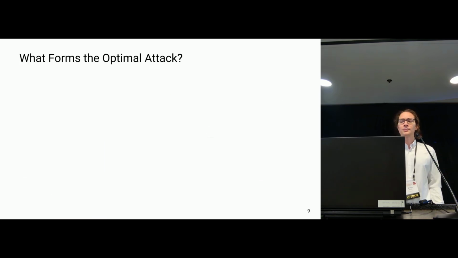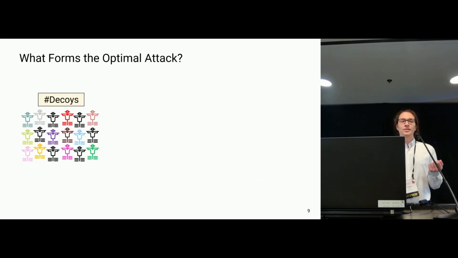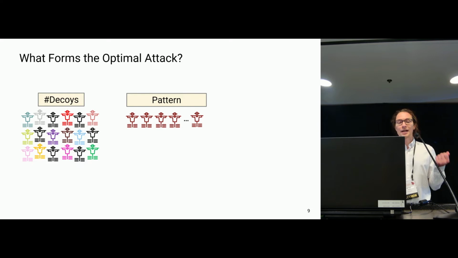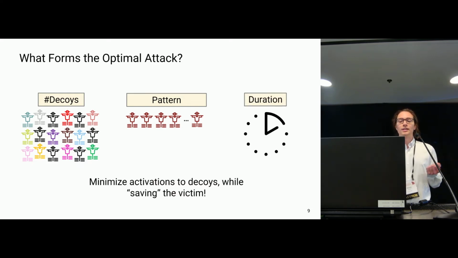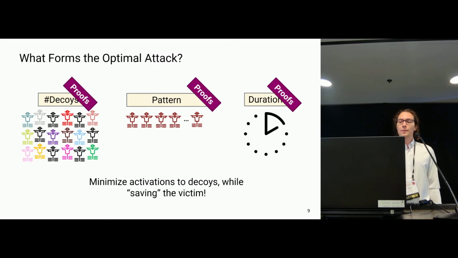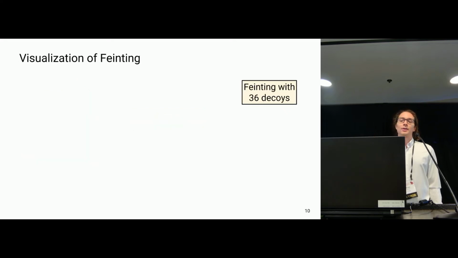So what forms the optimal attack? Well, we need to understand the number of decoys, the pattern for each decoy, and the duration of the attack. I will not get into details, but I can tell you that the concept is to minimize the activations used on decoys, while at the same time always saving the victim. And we proved everything.